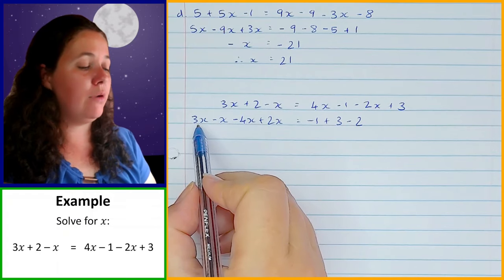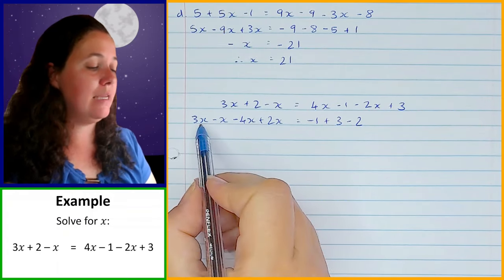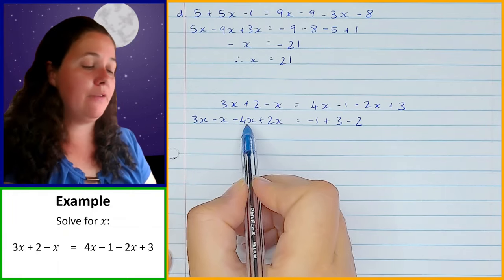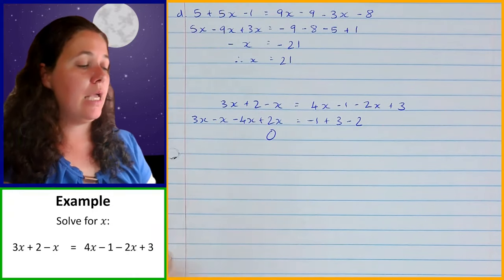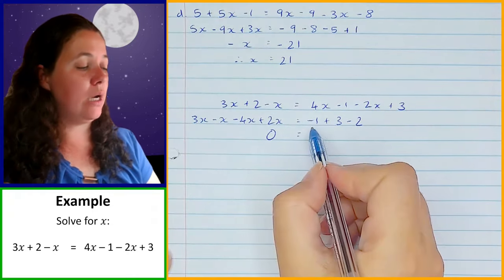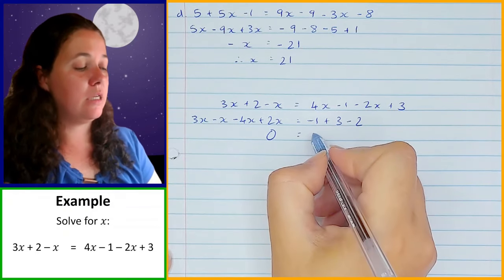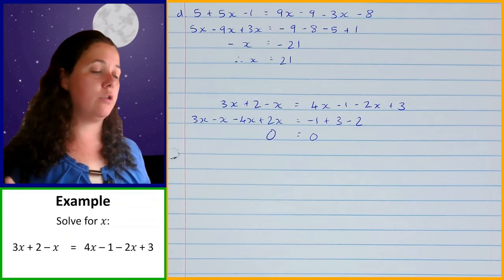So I've got 3x minus x minus 4x plus 2x. Okay, so 3x plus 2x is 5x. Minus x minus 4x is negative 5x. So that actually all cancels out, giving me 0. Equals negative 1 plus 3 minus 2 also cancels out, giving us 0. So what I end up with is 0 equal to 0.